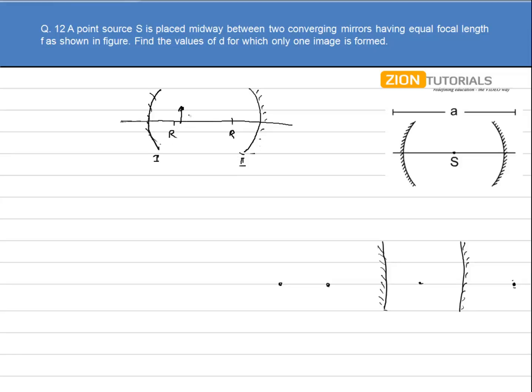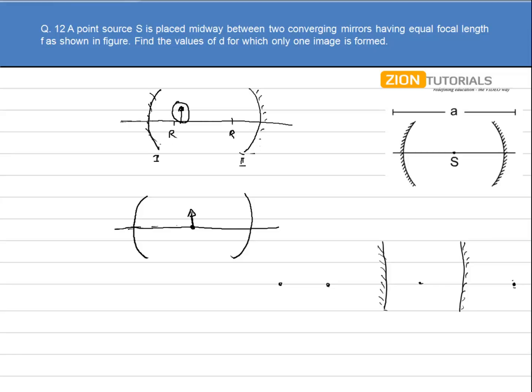Now this will act as an object for this concave mirror, and some image will be formed. This will act as an object for this concave mirror, and some image will be formed. Those images will again act as an object for this mirror as well as this mirror. So the only point is, if I keep the object at the center of curvature of both of the mirrors. Note, I have to place it at the center of curvature of both the mirrors, that is, the centers of curvature of both the mirrors coincide like this.